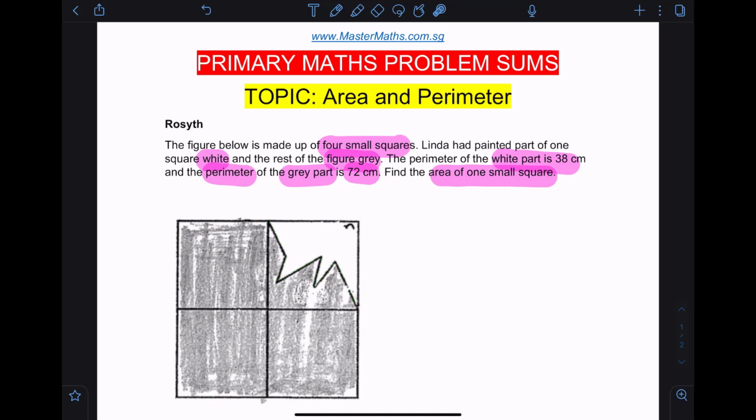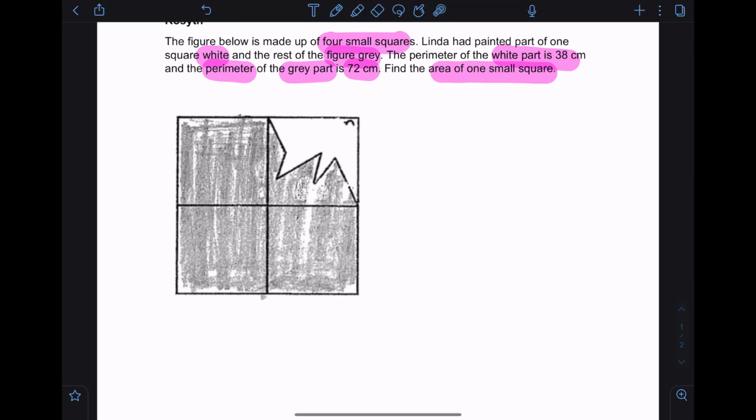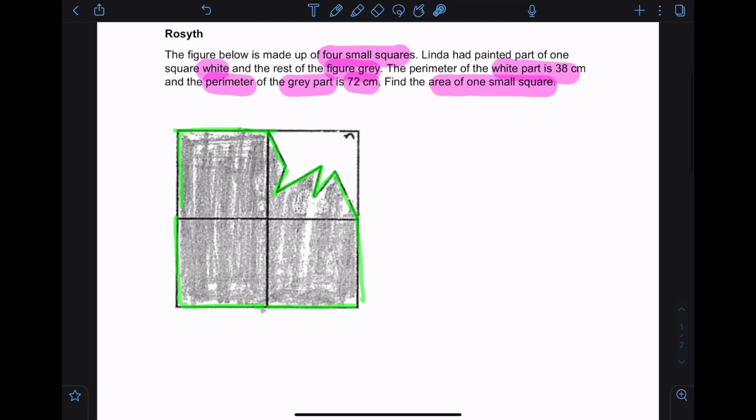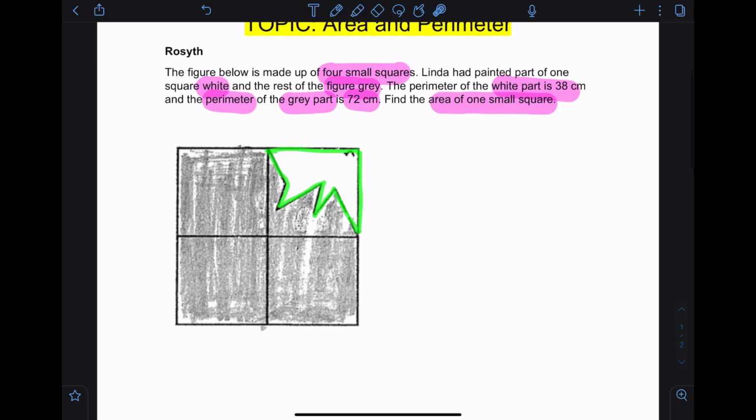But what we know is this: the perimeter of the grey part is this jagged part, plus this length of the squares. How many lengths? 1, 2, 3, 4 at the bottom. Let's count again. So you've got the jagged part for the grey part, plus 1, 2, 3, 4, 5, and 6 lengths. This will be the perimeter of your grey section. Then for the white part, you also have the same jagged part, plus just 2 lengths. This is the perimeter of the white part.